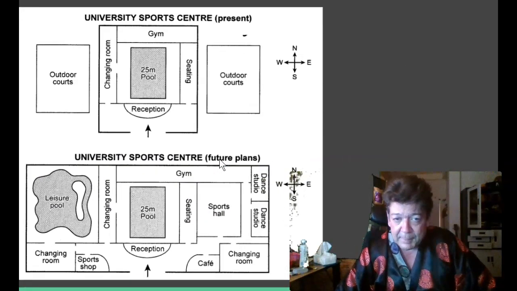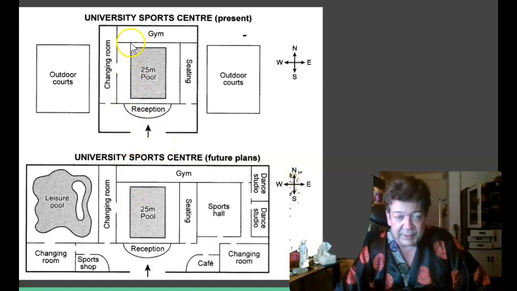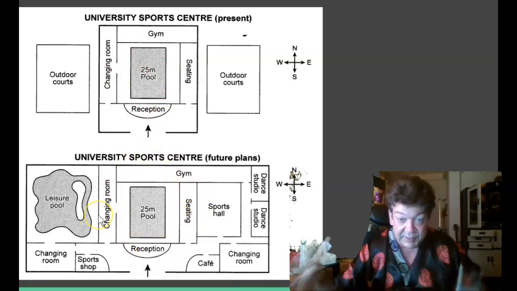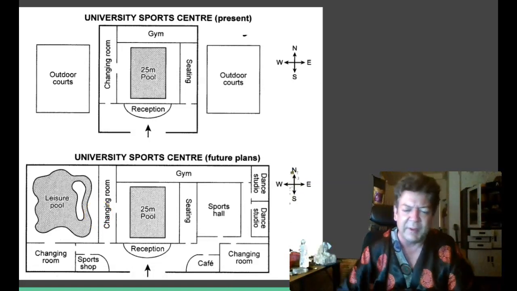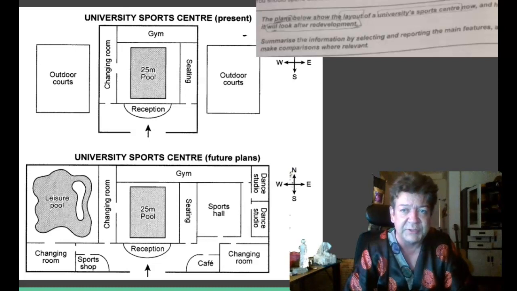What do we got? There's our building plan. Now when you look at it, what do you see? Me, because my eye is drawn towards the center, first thing I notice is that before and after, this part here is the same, because I'm focused at the middle. But do I need to mention the same? Well, what are we looking at anyway? Aha, the plans below show the layout of a university's sports center now, and how it will look after redevelopment. Okay, they're pretty confident. Summarize the information by selecting and reporting the main features and make comparisons.